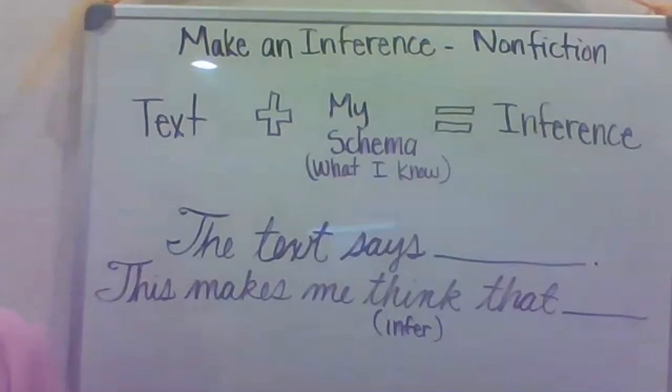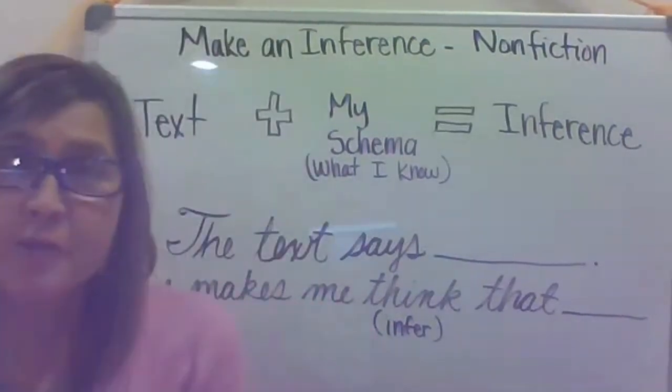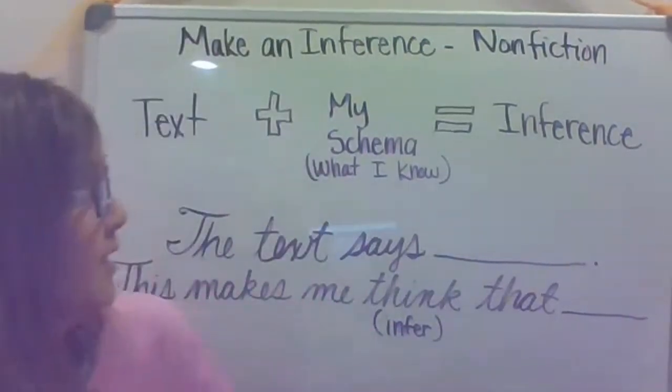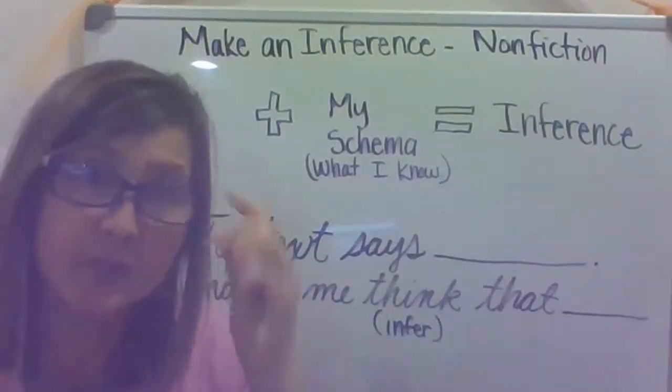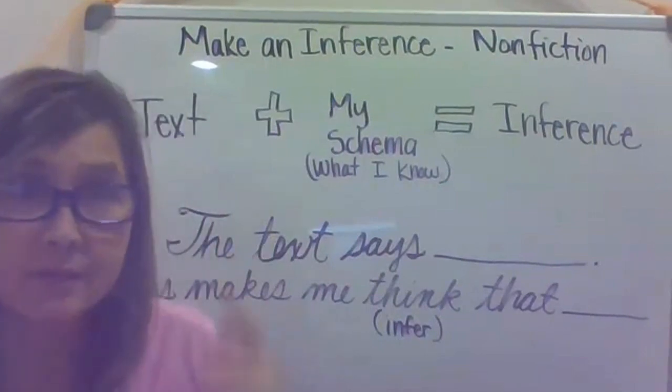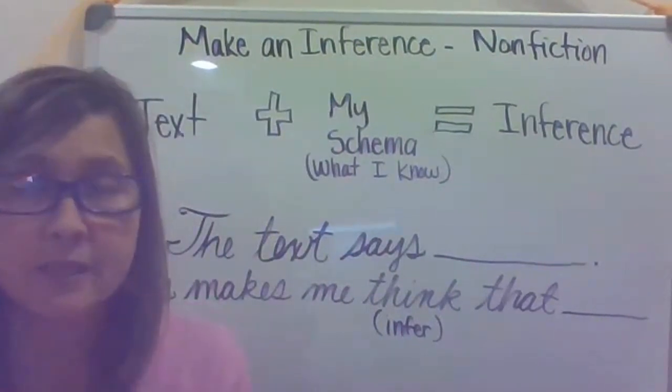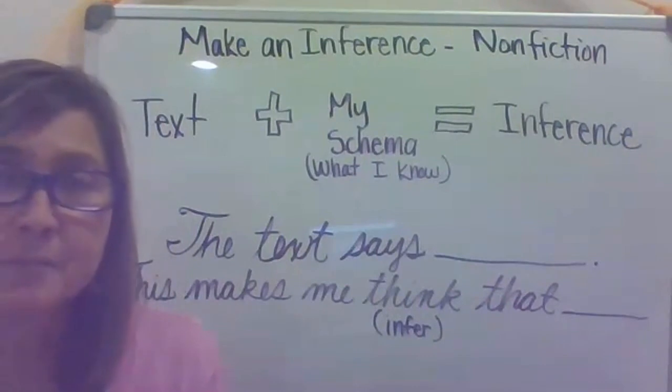Okay? All right, you guys. So that's an example of how you can make an inference using nonfiction text. So again, take the text, the words from the author, plus your schema, what you've already learned, and make a good inference. Okay? All right.